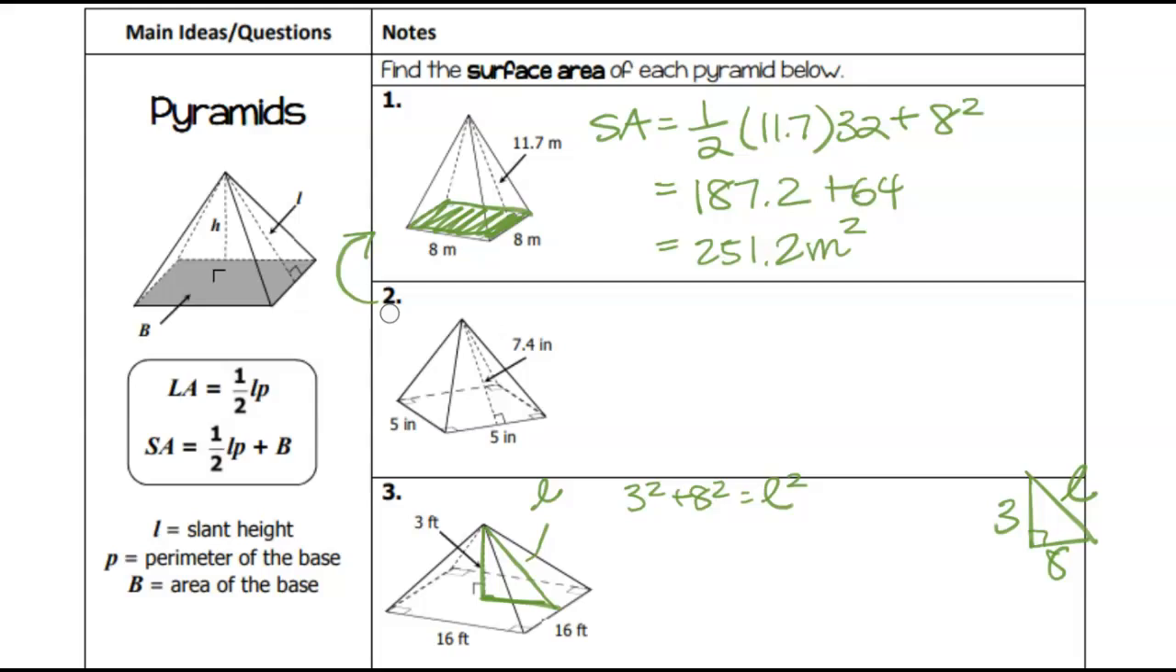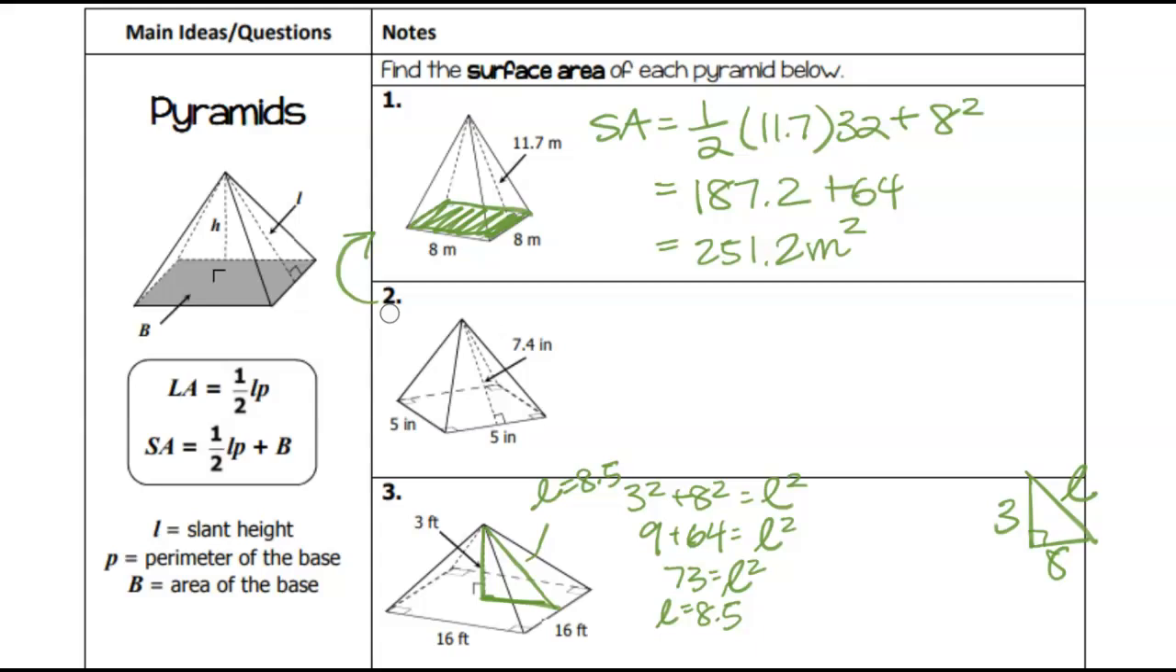3 squared is 9, and 8 squared is 64, and that comes out to 73 equals L squared. Rather than trying to simplify my square root, because I do want a number and a dimension to use, I'm just going to put this into my calculator. If I take the square root of 73, I do get approximately 8.5. Okay, so that is going to be my L that I use here, 8.5. Now on to surface area.